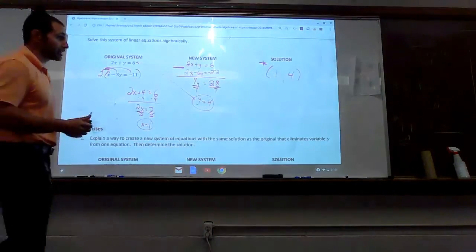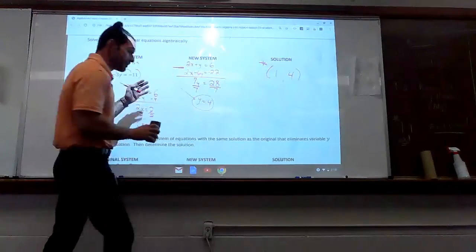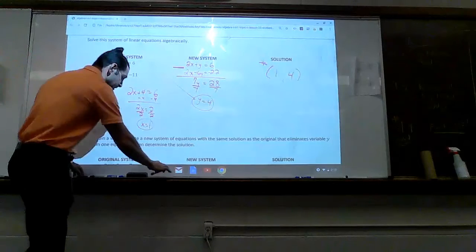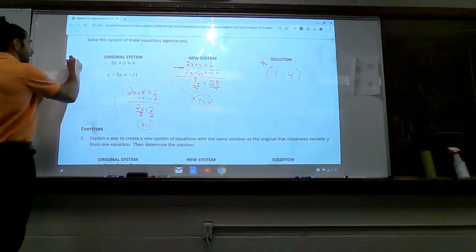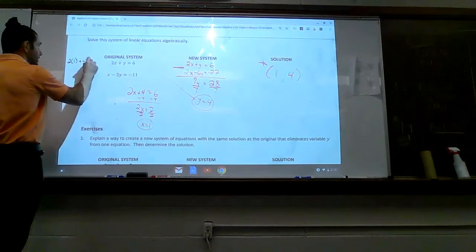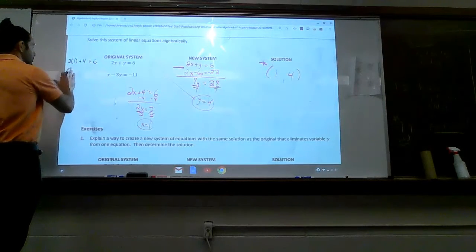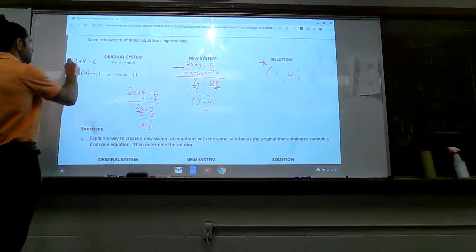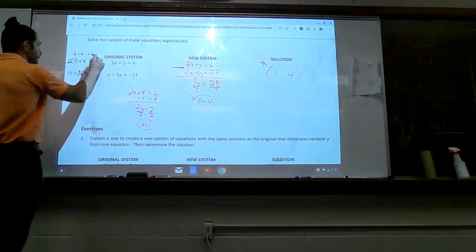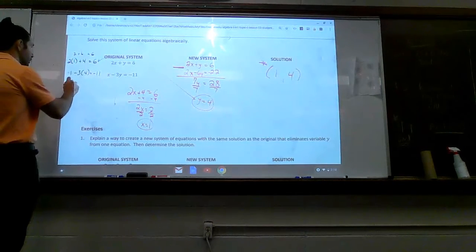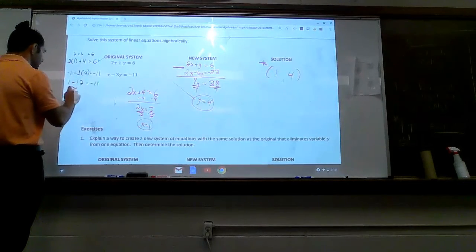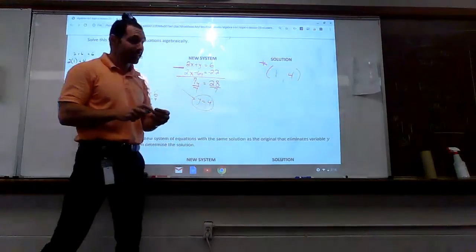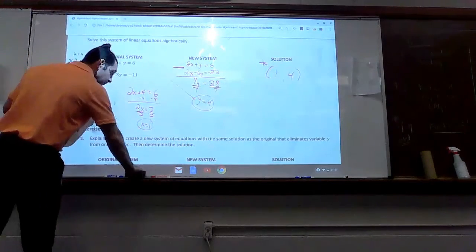Can I double check to make sure that works? So I'm going to erase this. Let's substitute in as a check. 2 times 1 plus 4 equals 6. x minus 3y, so 1 minus 3 times 4 equals negative 11. So 2 times 1 is 2 plus 4 does equal 6. This one checks out. This one, 1 minus 12 equals negative 11. Negative 11 equals negative 11. This one checks out. So my solution is correct using the elimination method.